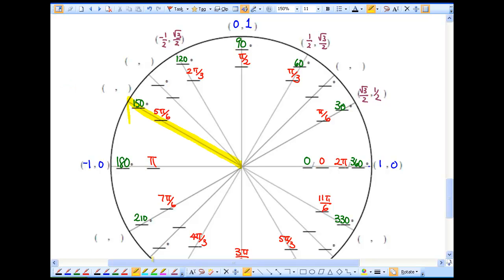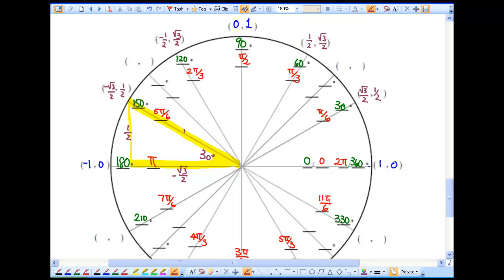Here's the last one I'm doing with you. Okay, what's that reference angle there? If you said 30 degrees, that's correct. Of course, the longest side is 1. This must be 1/2. And then the horizontal side is not root 3 over 2, but negative root 3 over 2. So my x value is negative root 3 over 2. The y value is 1/2.